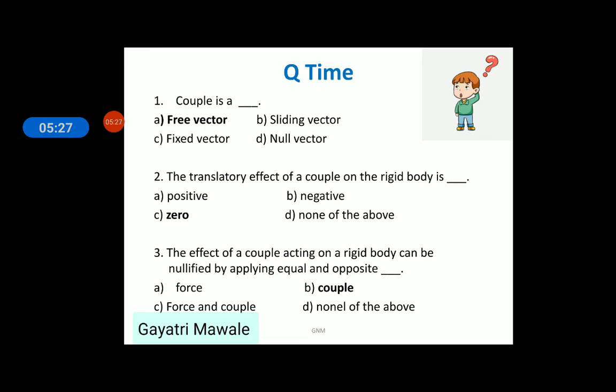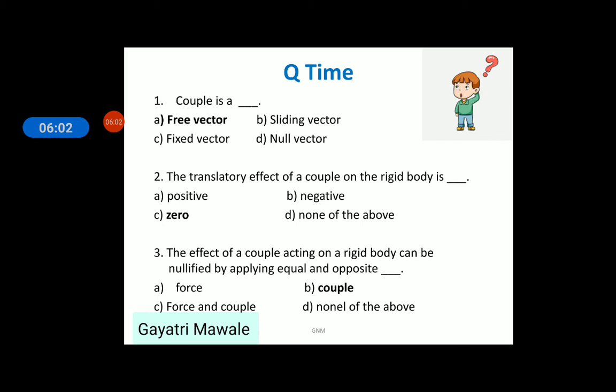Second question, the translatory effect of a couple on the rigid body is, options are positive, negative, 0 or none of the above. As couple consists of two forces which are equal in magnitude, opposite in direction, therefore resultant force for a couple is 0 and therefore translatory effect caused by couple on the rigid body is 0.